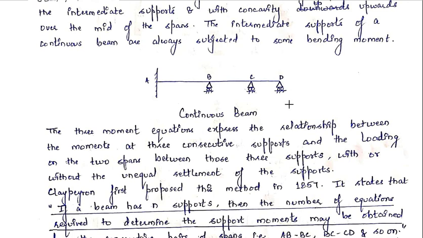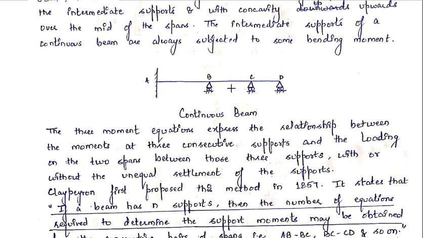If you look at this diagram, you will see that there are four supports. So in the three moment equation, we take any three consecutive supports. You can take A, B, C, or you can take B, C, D. By taking three consecutive supports, we find the relationship between the moments at these three supports and the loading which is acting on the spans between these three supports. The spans between these three supports are AB and BC. So whatever is the loading acting on AB and BC, we find the relationship between that loading and the bending moment at these three supports which we have taken.